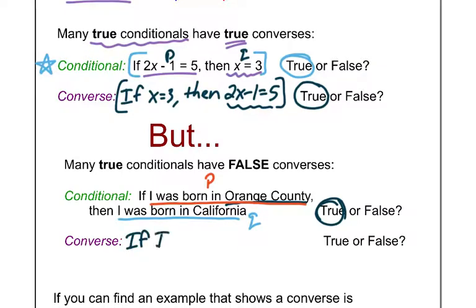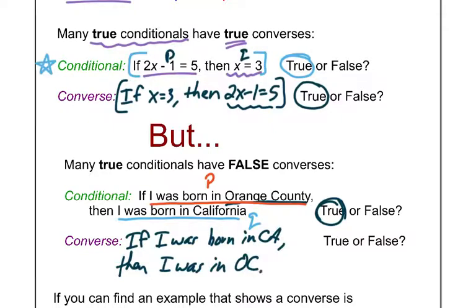If I was born in California, then P, then I was born in the OC. If I was born in California, does that mean I have to be born in Orange County? No, not necessarily. That's false. So some true conditionals, some true if-thens can have a false converse. So they're not always going to be true.